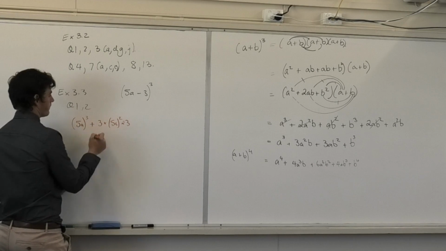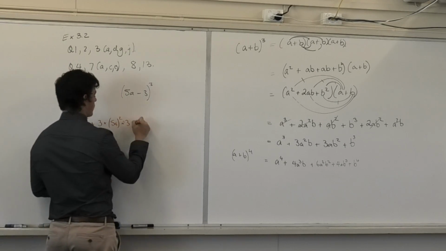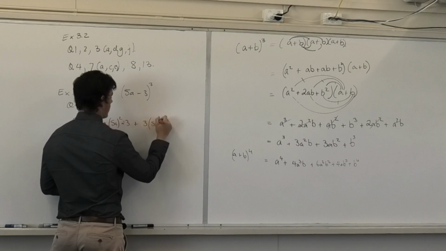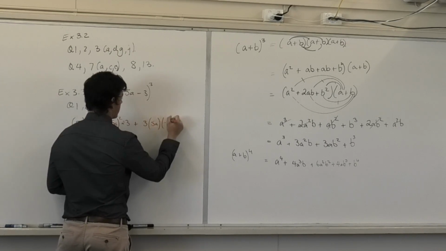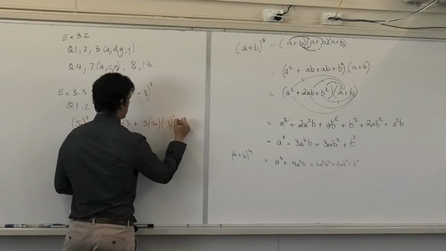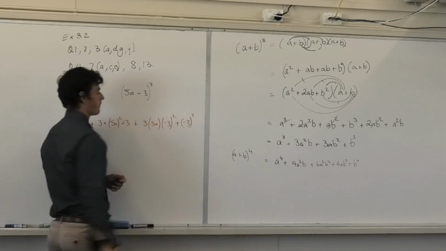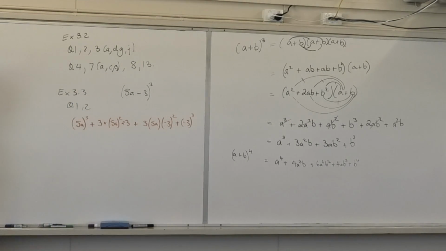Should pass those, shouldn't it? Plus 3 times 5a times negative 3 squared plus negative 3 to the power of 3. Are we happy with that? How did we get that?